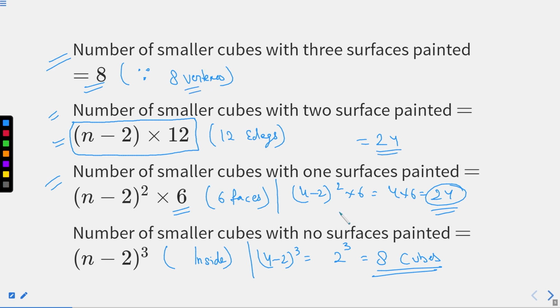8 cubes will be there, 24 will be there, and 24 will be there, and 8 is there also. I hope I am able to explain this part very well, because we have already discussed an example with multiple colors, so you are able to understand this well. I hope this part is clear.